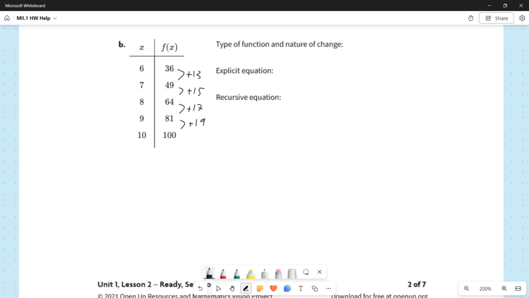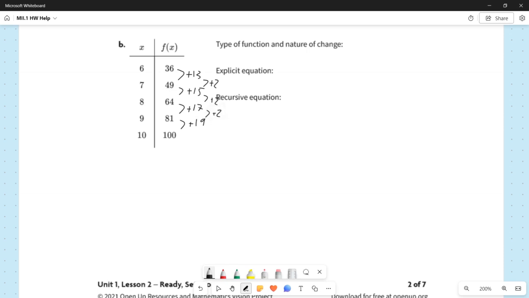So definitely not linear. However, they are increasing by a linear amount, 13, 15, 17, 19. So there's definitely a pattern there. And if we go one step further and look at the second differences, so 13 to 15, we add 2. 15 to 17, we add 2. 17 to 19, we add 2.